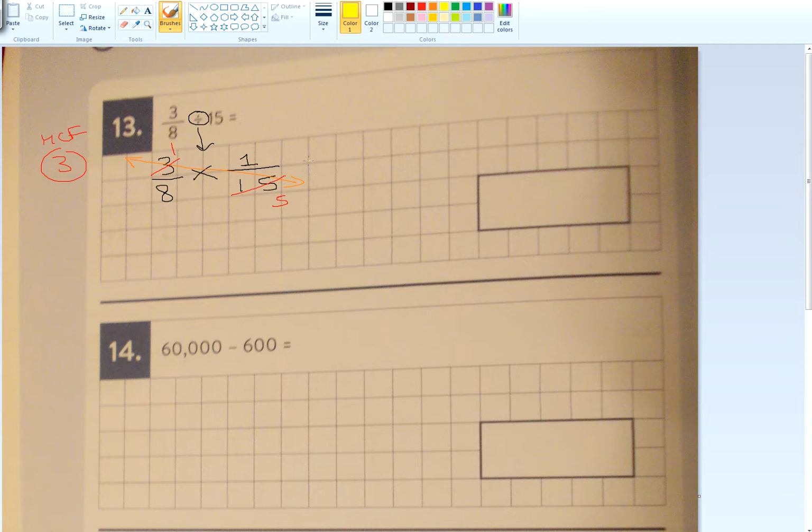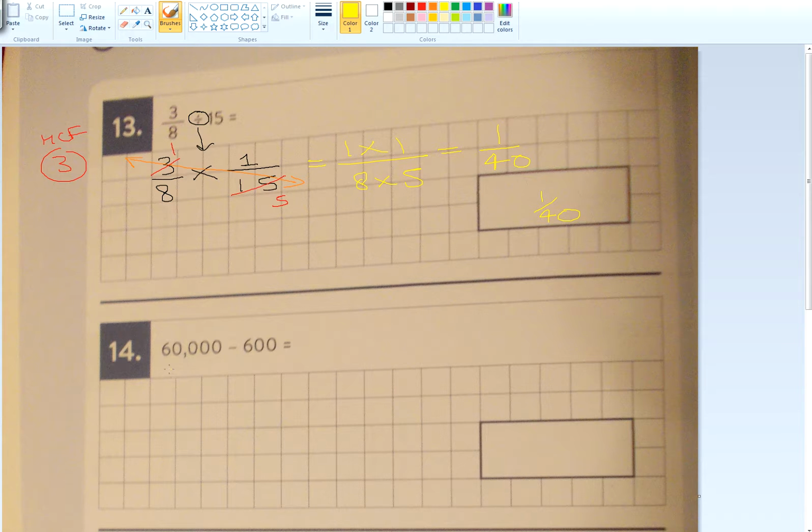Right. So now what are we left with? We've got 1 times 1 on the top, which is 1. And 8 times 5 on the bottom. So 1 times 1 is 1. And 8 times 5 is 40. So the answer is 1 over 40. Nice.